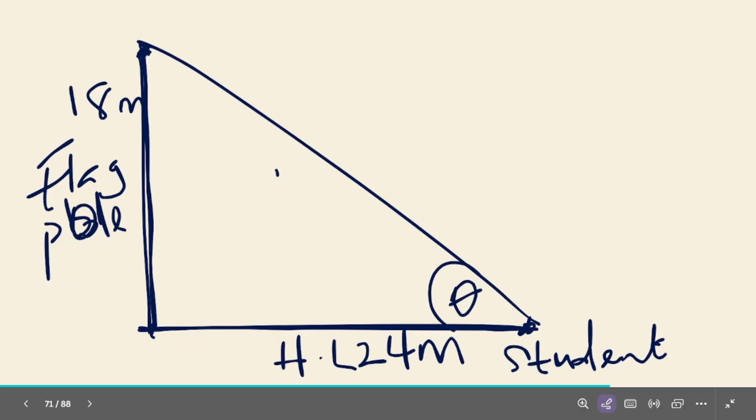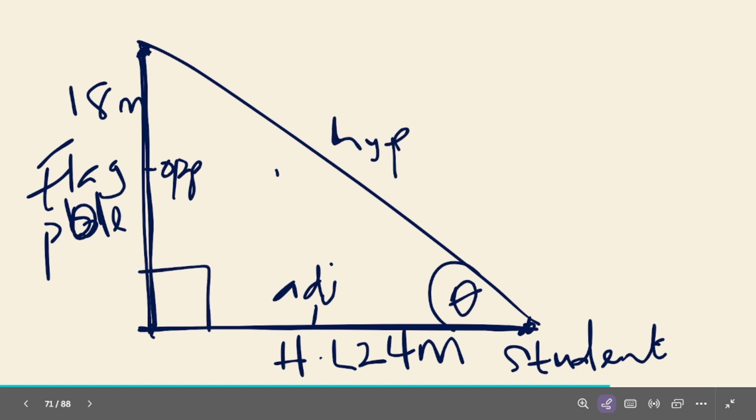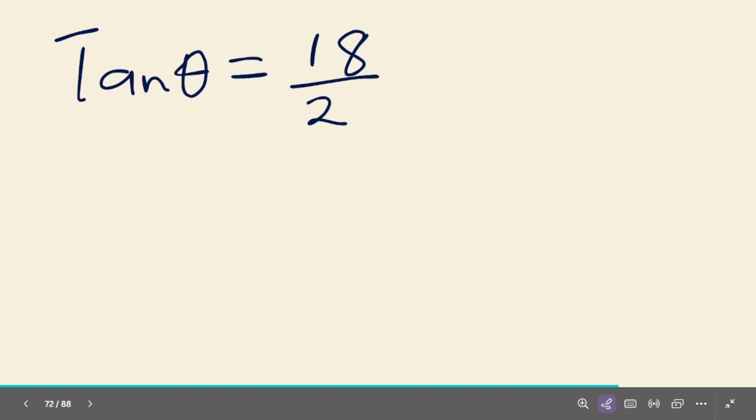So here is going to be your opposite. Here is going to be your adjacent. I'm sure you are familiar with identifying the sides by now. Don't forget your right angle. And here will be your hypotenuse. So what we are interested in finding is this angle of elevation, which is theta. So since you have your opposite and your adjacent, it means you have to use your tan. So you come over here, you have tan theta is equal to opposite over adjacent, and the opposite is 18 over adjacent is 24.